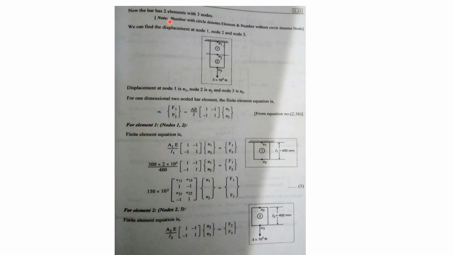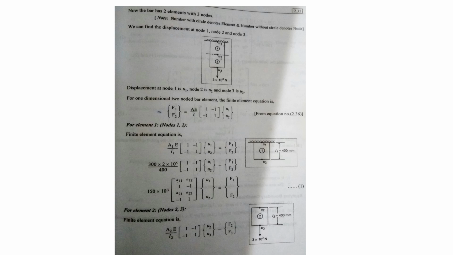A convention to represent elements and nodes is given here: a number with a circle denotes elements, and a number without a circle represents nodes. So the picture is shown here, 2 elements, 3 nodes. U1, U2 and U3 represent displacements at node 1, node 2 and node 3. We need to find out these values, that is the question.